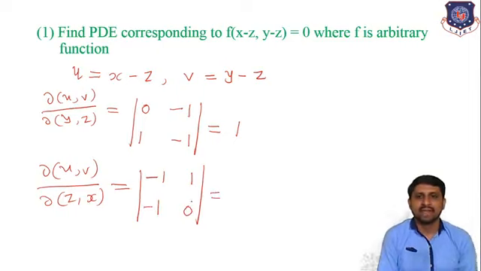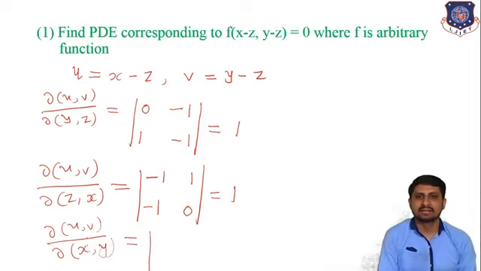Okay, so minus 1 into 0, that is 0, minus 1 into minus 1, so that is 1. Clear? Now let's find del(u,v) by del(x,y), the third Jacobian determinant.